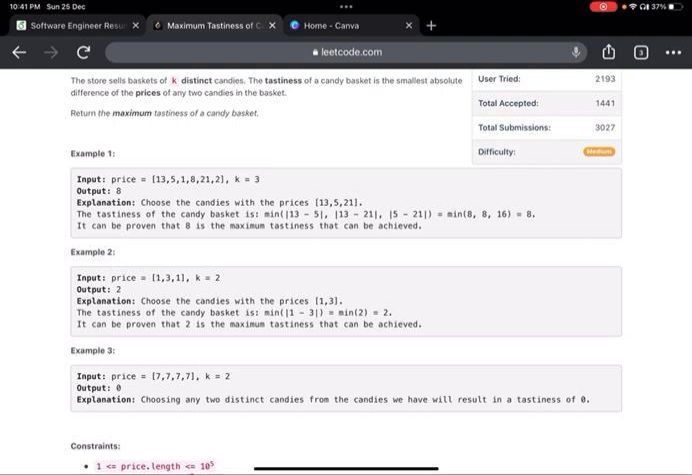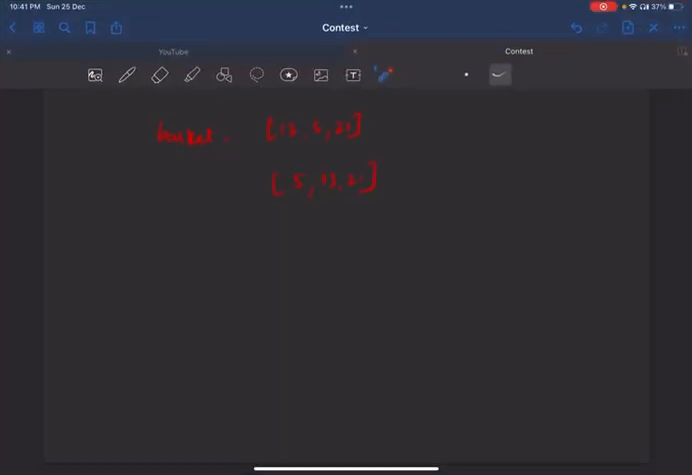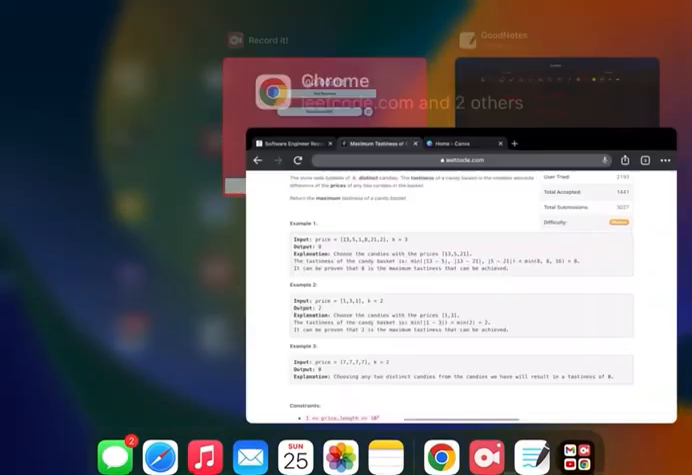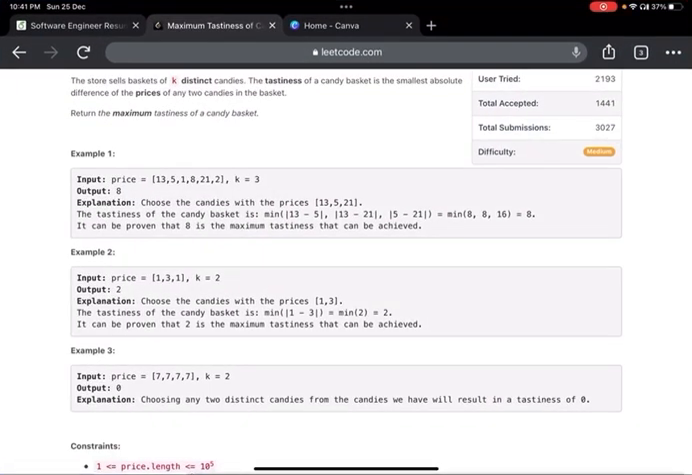And what could be the maximum tastiness of a basket? That could be the maximum element in the prices, because if we are taking a basket like 0 and 13, then the maximum tastiness would be 13, right? So these are the lower bound and upper bound where our answer lies. Are you getting any idea, like it is in increasing fashion? We have a lower bound and upper bound, and we want to retrieve the answer in between these two.